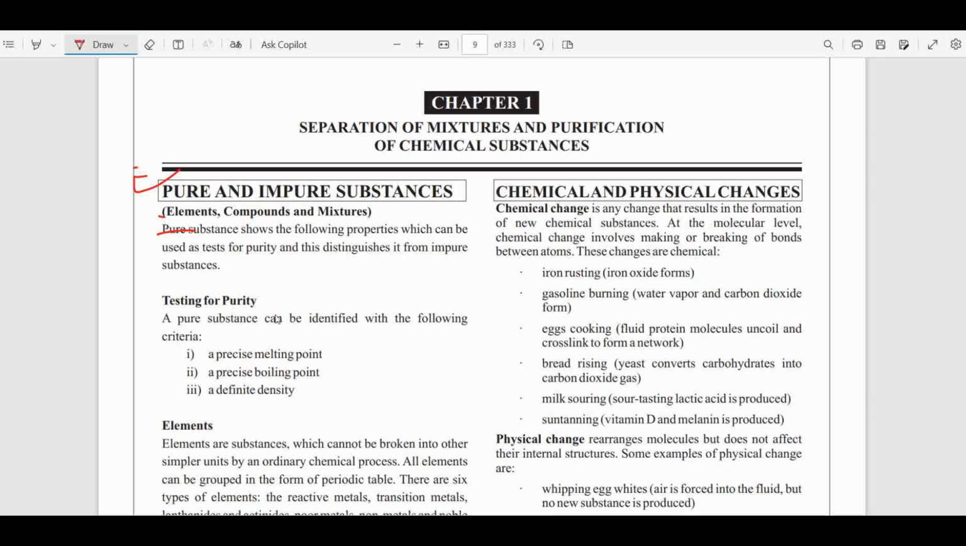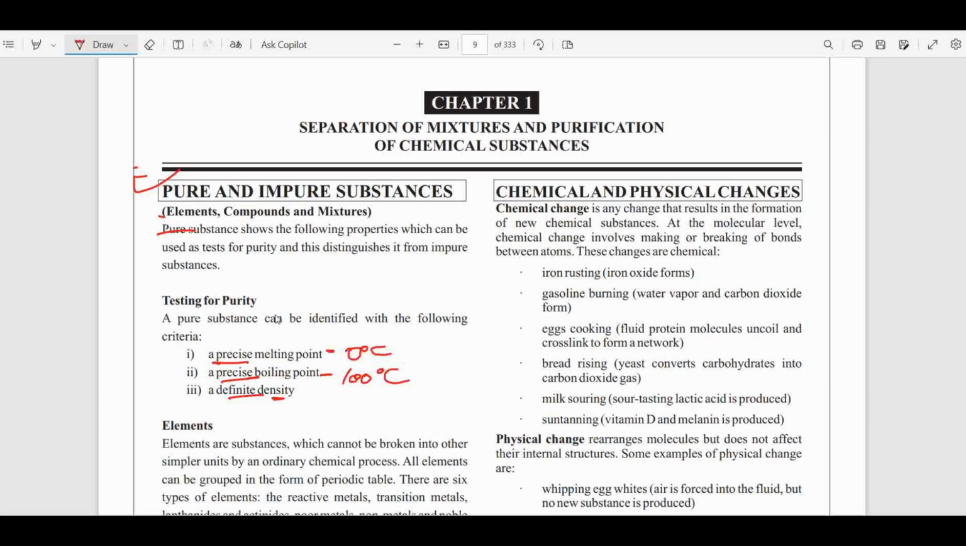In order to test for purity of a substance, you use their melting point, their boiling point, and their density. A pure substance must have a precise melting point, a precise boiling point, and a definite density. For example, if you have pure water, it will have a melting point of 0 degrees Celsius, and it will have a boiling point of 100 degrees Celsius.